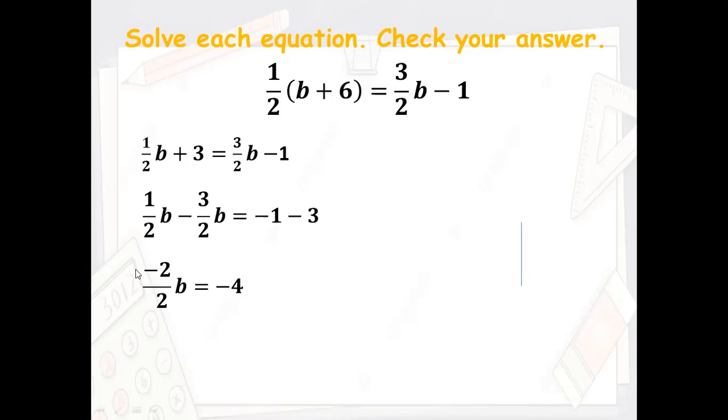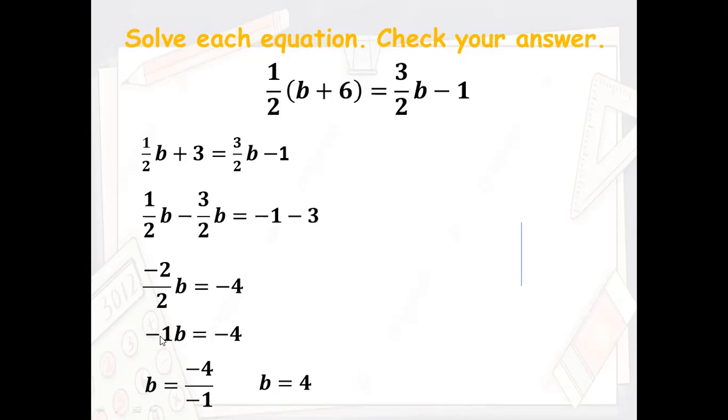Okay, now can we still simplify this? Yes, we can. Negative 2 divided by 2 will give us a negative 1b. So negative 1b, we usually say it as negative b equals negative 4. Now if you stop here, without writing the 1, it's going to be negative b equals negative 4. You can cancel the negative signs, so you'll be left with b equals 4. But if you prefer to write negative 1 with the b, then you have to further do one step. You have to divide each side with negative 1. So even then your answer is going to be 4.